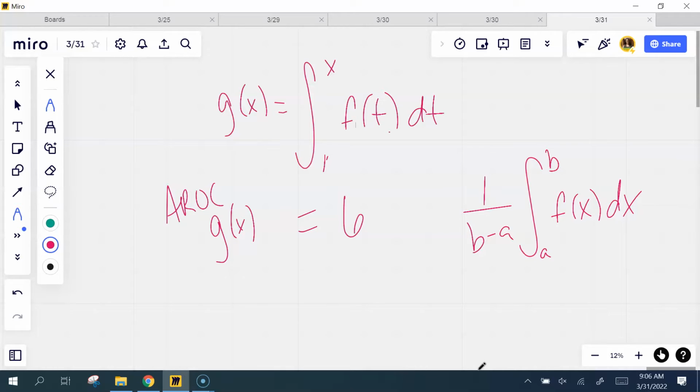I must not have done this one either. I must have skipped it. That's the average value, which is different than average rate of change. But you just plug in. You should get A. You'll see that it's the average value of f.